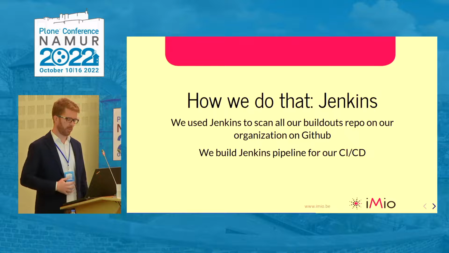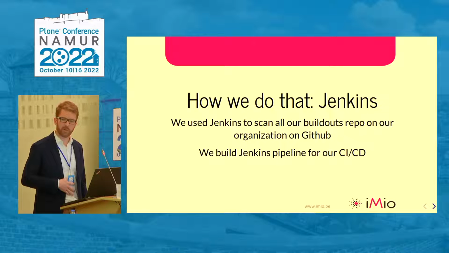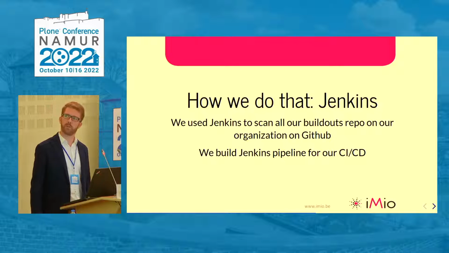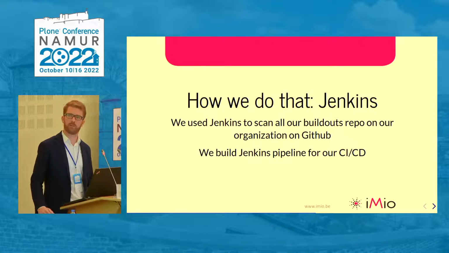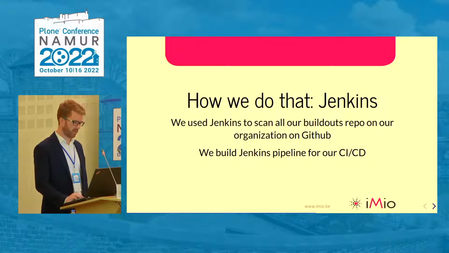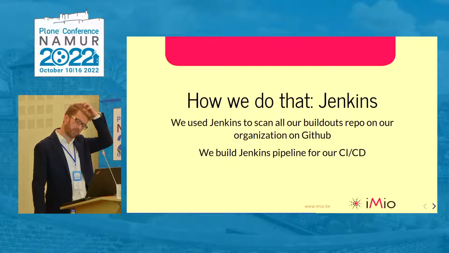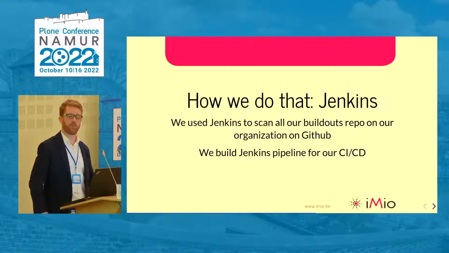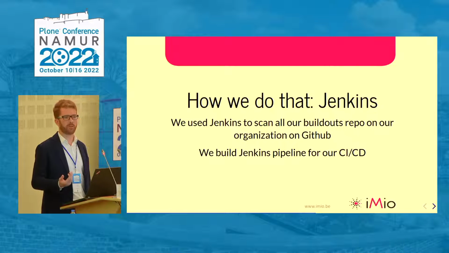So how do you do all that? We use Jenkins for that. When we started, GitLab CI did not exist, which is why we use Jenkins. At that moment, it was the best tool, I think. Now, maybe it still is, but I'm not sure. That's another question. So we use Jenkins to scan all our buildout repositories and the organization on GitHub. And when Jenkins detects a Jenkinsfile in one of your repositories, it automatically creates a CI.